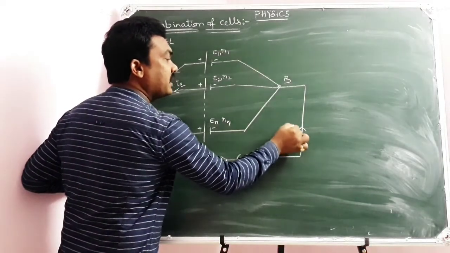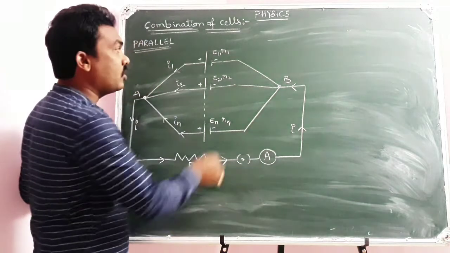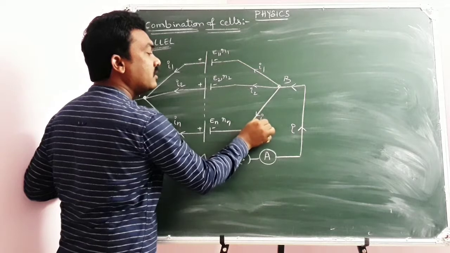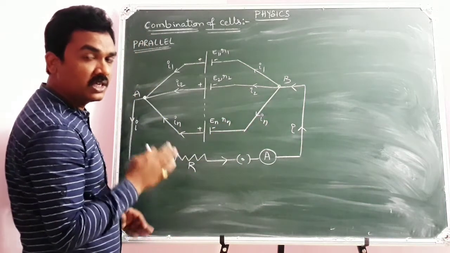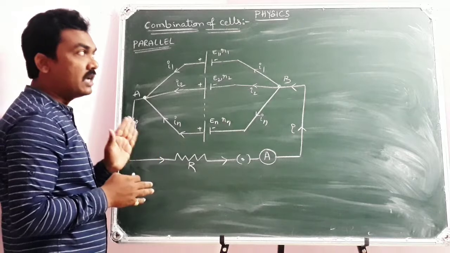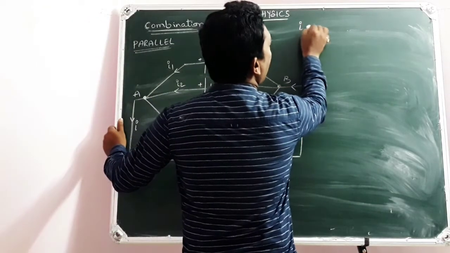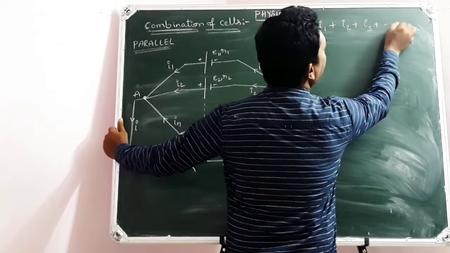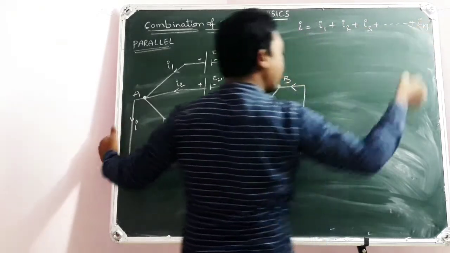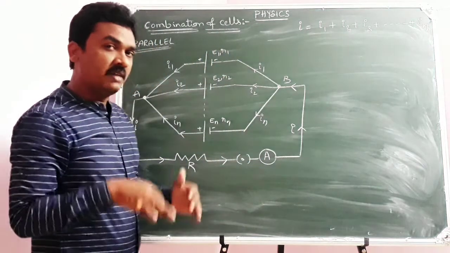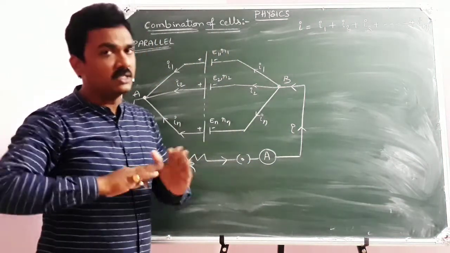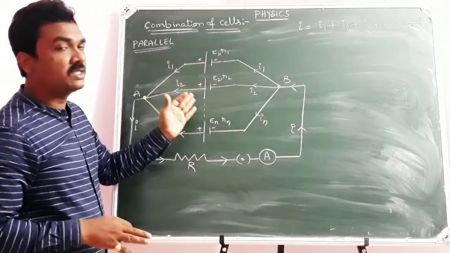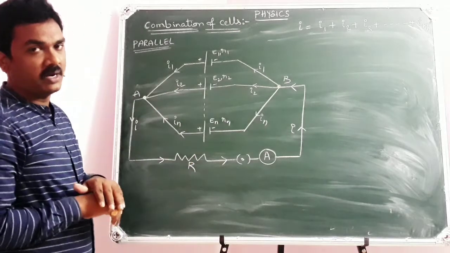So the current I passing in the electric circuit is the combination of I1, I2 and so on up to IN. So here I have to apply Kirchhoff's junction law of currents, which is I equal to I1 plus I2 plus I3 and so on up to IN, which is very simple. Earlier, in the series combination, we used KVL because the potential difference across every circuit element is different. But here, as it is parallel, the current through different circuit elements will be different, so the junction law of currents is to be applied.